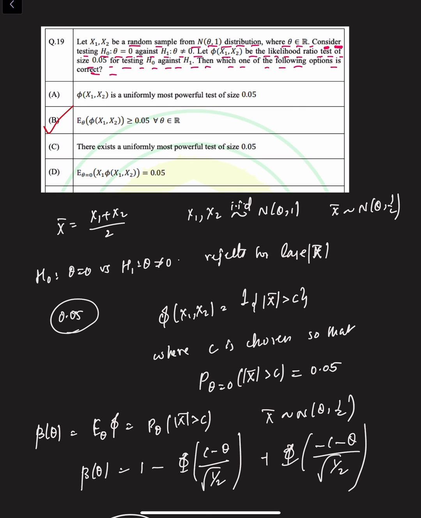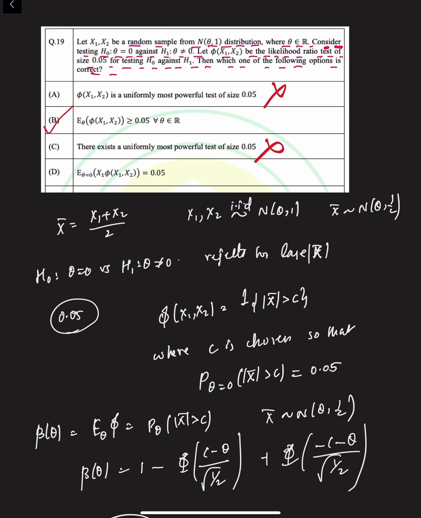Now if we consider option A, phi is a UMP test of size 0.05. We know that there is no UMP test for two-sided alternatives in a one-parameter exponential family in general, because UMP exists for one-sided alternatives, and the LRT, which rejects for |x bar| greater than c, is not a UMP test for a two-sided alternative. So the same is the reason for C.